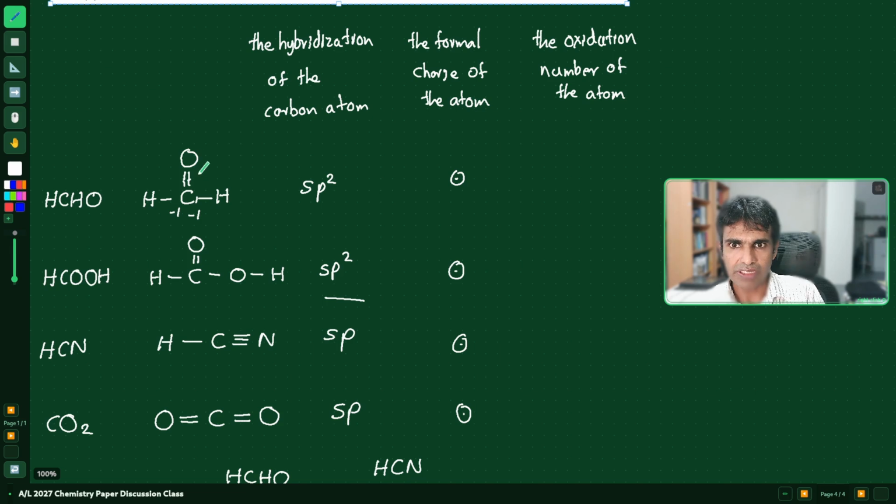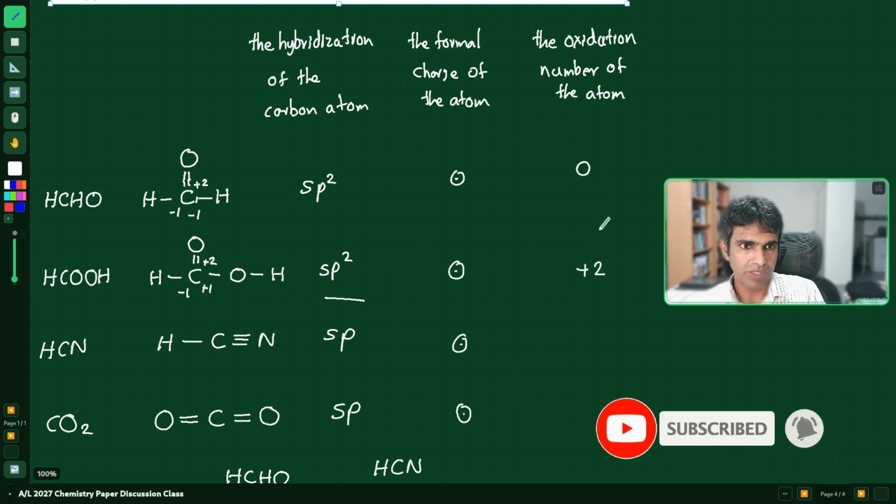When we consider carbon and oxygen, electronegativity of oxygen is higher than the electronegativity of carbon. Therefore, electrons are attracted to the oxygen atom. Therefore, the oxidation number due to this carbon-oxygen double bond is +2. So, overall oxidation number is 0. Now for formic acid: due to this carbon-hydrogen bond, oxidation number of carbon atom is -1. Due to this carbon-oxygen double bond, oxidation number is +2. Due to this carbon-oxygen single bond, oxidation number is +1. So, overall oxidation number of this carbon atom is +2.